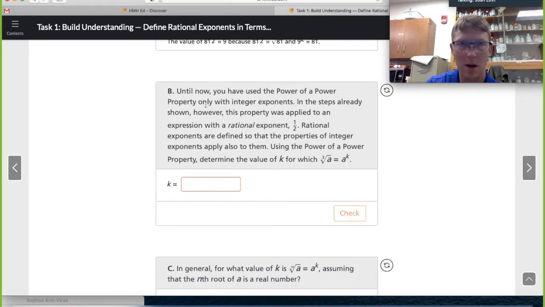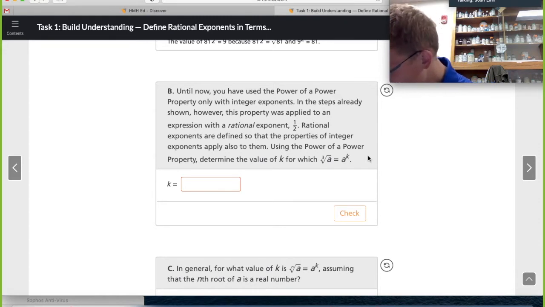So until now, we've been using our exponents as integers. But you can use fractions as your exponents as well. Rational exponents are defined so that the properties of the integer exponents apply also to them. Using the power of a power property, determine the value of k for the cube root of a equals a^k.